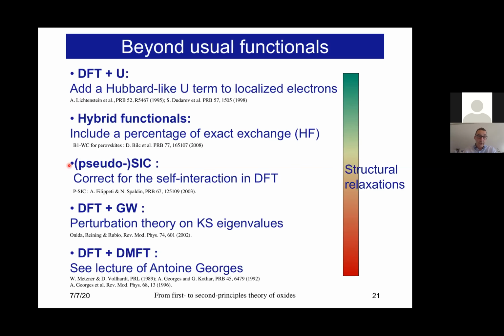Then you can also go to other approaches that are called self-interaction correction or pseudo self-interaction correction, that basically correct for the self-interaction in density functional theory. And then you have other more sophisticated approaches like DFT plus GW, that is not really a DFT approach anymore, but that does some perturbation theory on the Kohn-Sham eigenvalues. And then you can think about DFT plus DMFT, as it is described in the lecture of Antoine Georges.